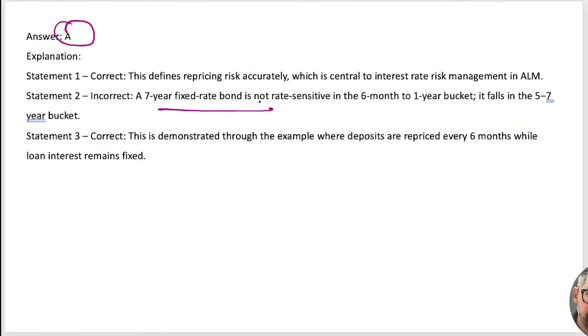A 7 year fixed rate bond is not rate sensitive in the 6 month to 1 year bucket. It falls in the 5 to 7 year bucket. Clear? Okay, next one.